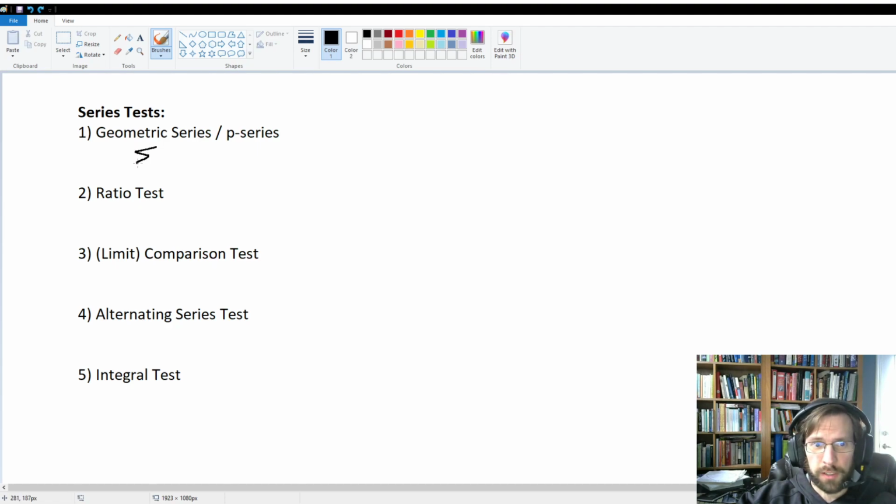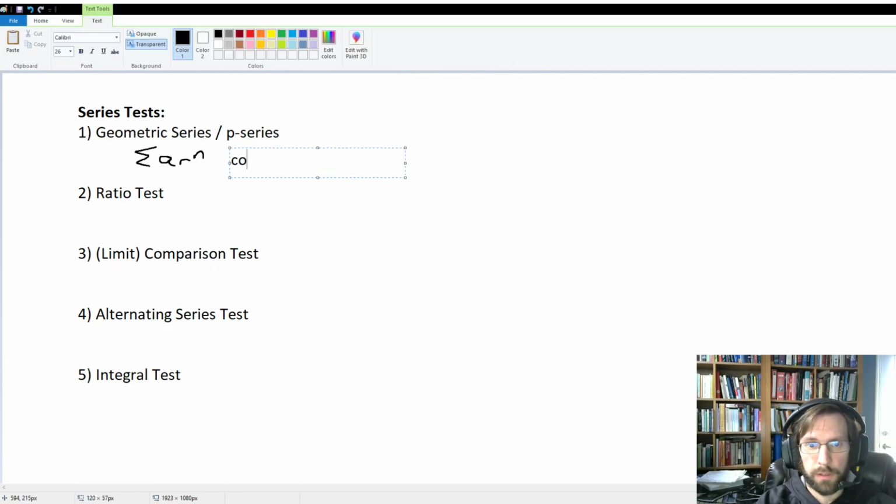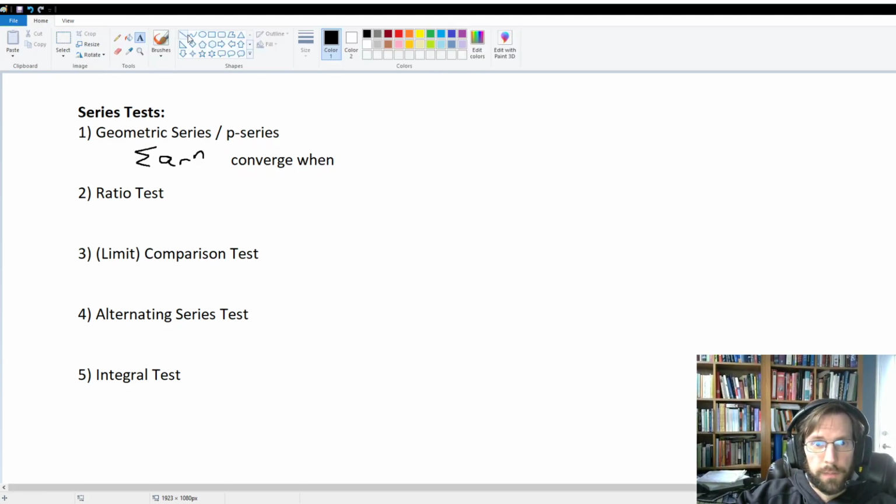A geometric series is a series sum. You have some constant times some constant to the nth power, and these converge when the absolute value of r is strictly less than 1. And moreover, we know precisely what it converges to. We know it precisely converges to the first term in the series over 1 minus the ratio. Okay, so they're special in that regard that we know when they converge and we know what they converge to.